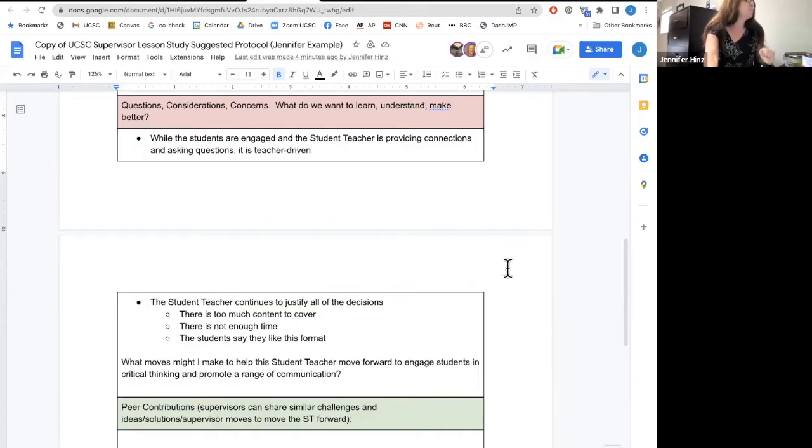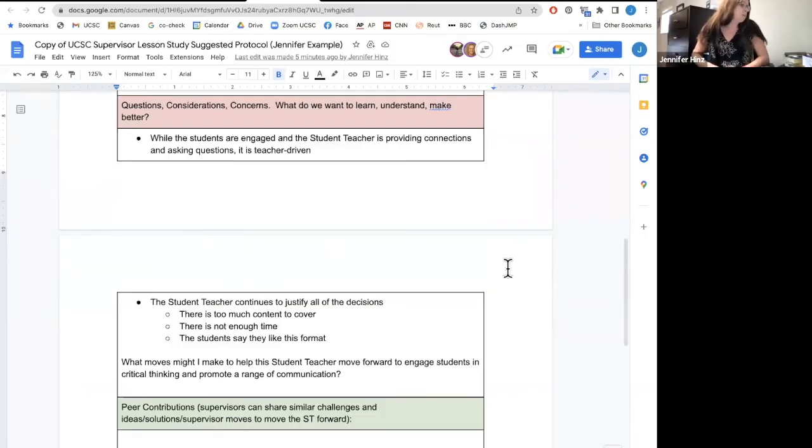And even though we have had multiple conversations, the student teacher continues to justify the decisions: there's too much content to cover, there's not enough time. The students say they really like the format, they feel comfortable, they appreciate all of this. And while I've been trying to talk about ways to make the slides more interactive or to include some situations for the students, I'm feeling stuck right now.